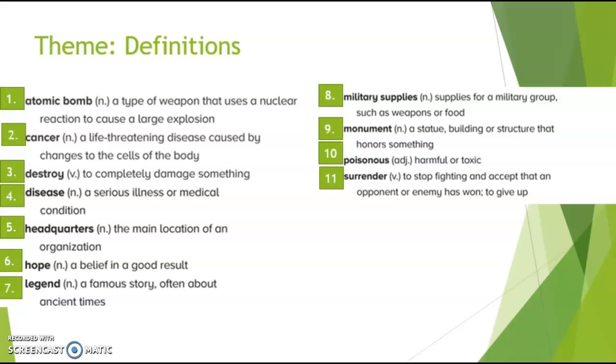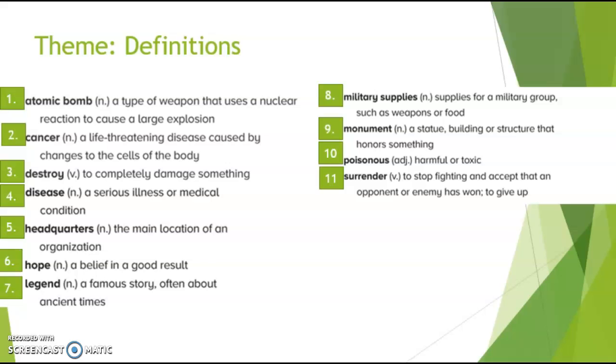Number 6, hope, is a noun and is a belief in a good result. I hope that my students get a good score at the end of this school year. Yo espero que mis alumnos tengan un buen resultado al final del ciclo escolar. Okay, so that word hope means esperar. In this case, we're talking about a good result that you can get for something that you are expecting.